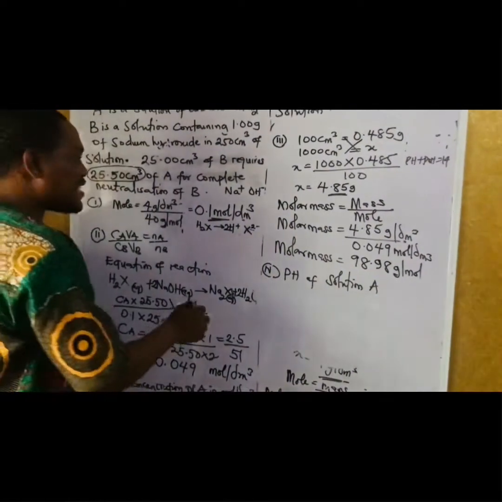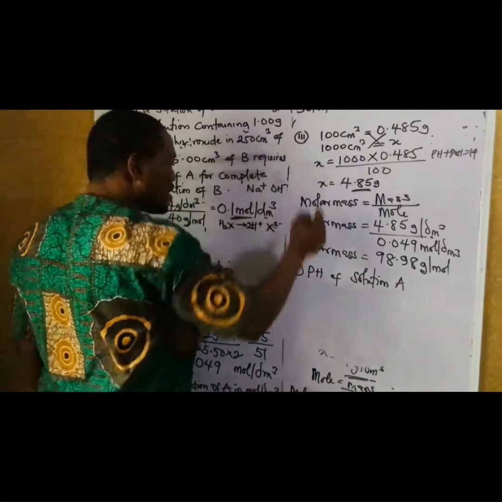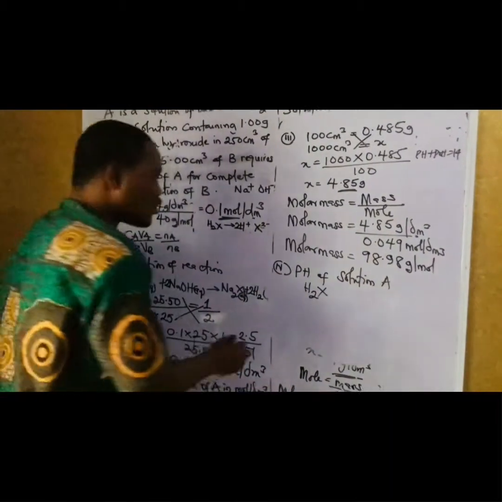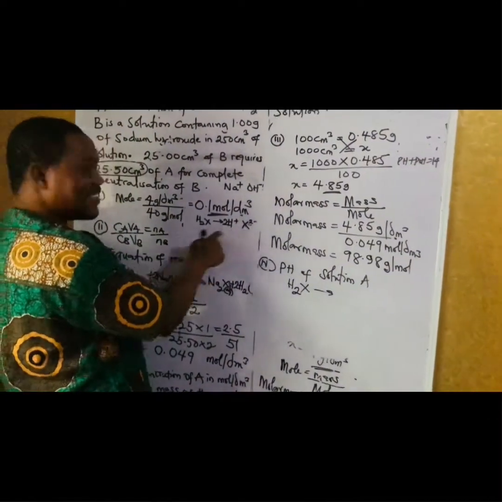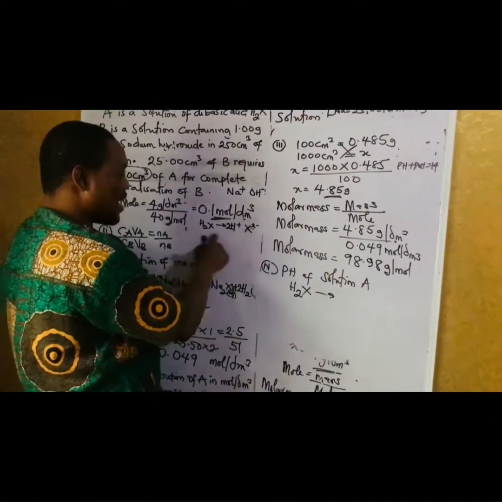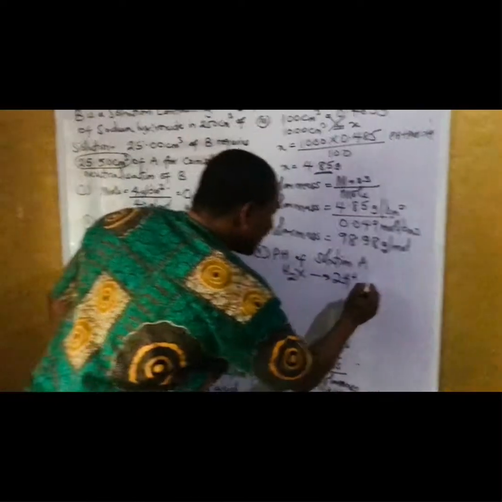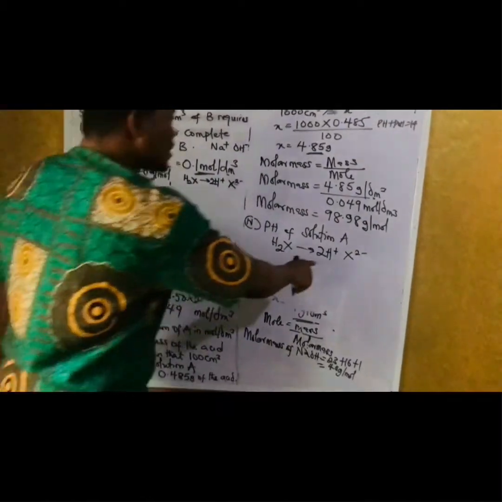Now, the first thing I need to do for solution A is to write the dissociation reaction. This is solution A, H2X. Can you see that now? So if we dissociate, what is it going to give us? I've already even done that here. I don't know they will ask that question. So that will be 2H plus, then we have X2 minus. And we have gotten the concentration of hydrogen in here.